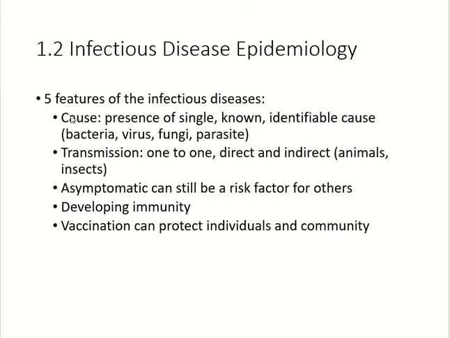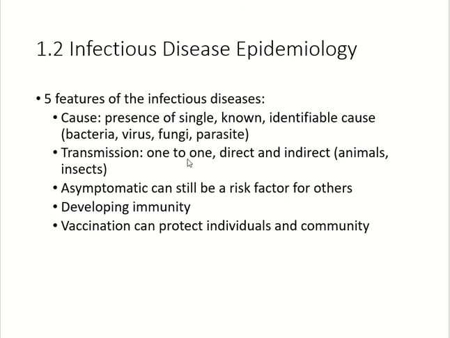For infectious disease epidemiology, there are 5 basic principles or features of infectious diseases. One, the cause of the infectious disease: the presence of a single known identifiable cause. It could be a bacteria, a parasite, or a virus. Only one, and you have some sort of a one-to-one relationship between the cause and the outcome. Second, the transmission is mostly one-to-one, direct and indirect. So it could be animals and insects. One-to-one means one infected person infects another person.